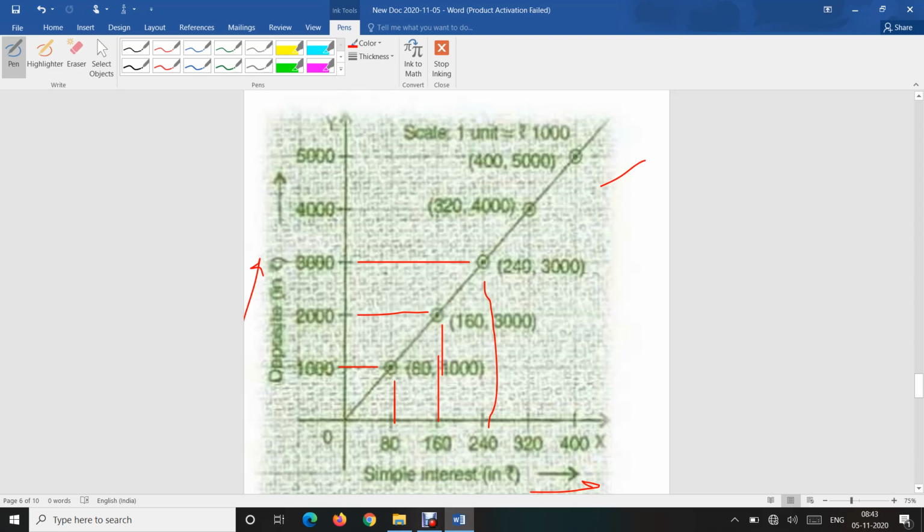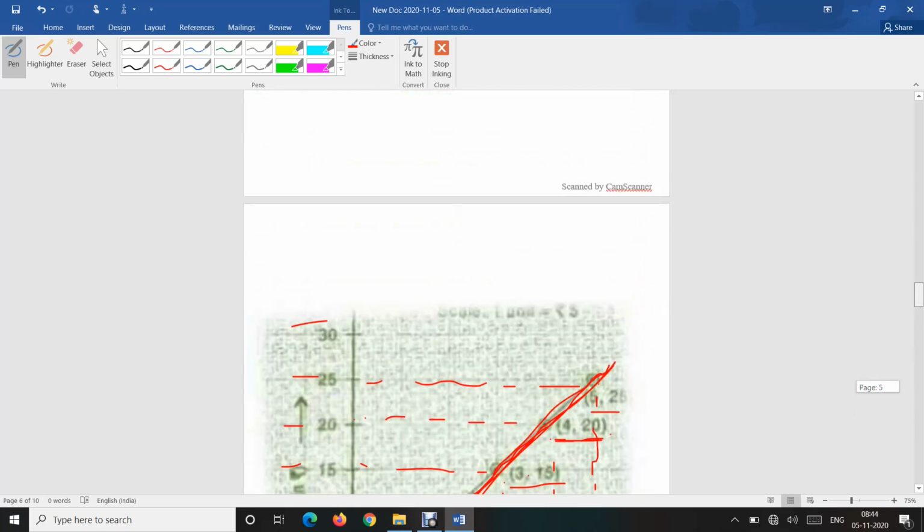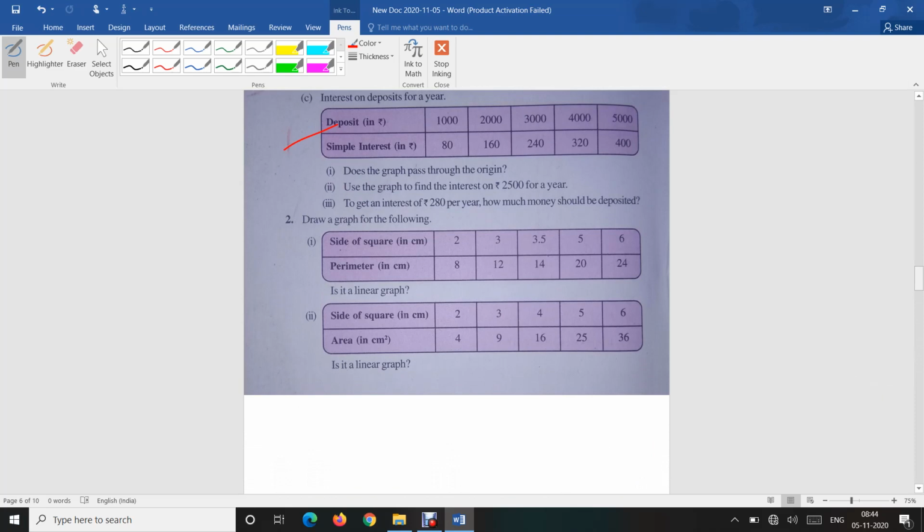There is one more thing about the scale: here you have 1000, 2000, 3000. That means the scale is chosen so that 1 unit is equal to 1000 rupees, because principal is always measured in rupees. Now let us have a look at the questions. The first question is, does the graph pass through the origin? Yes, the graph always passes through the origin.